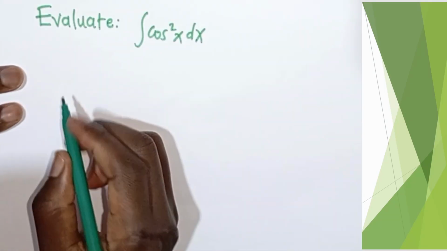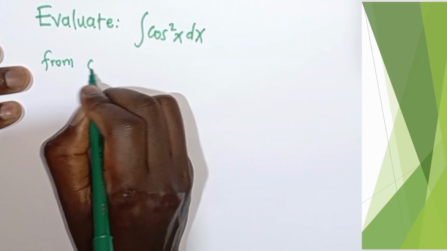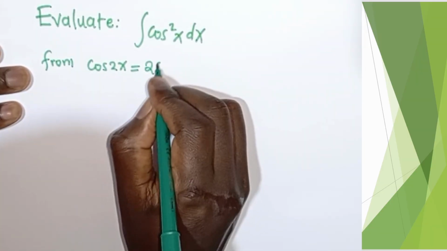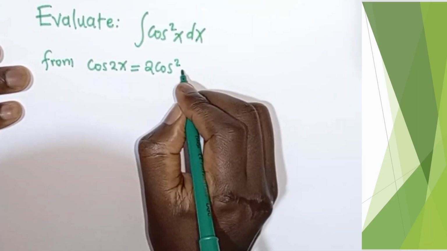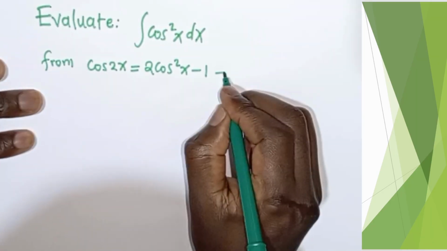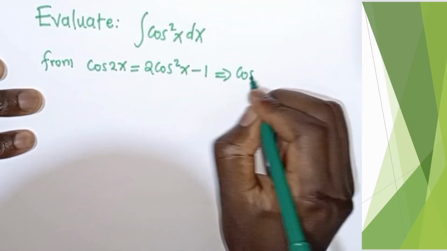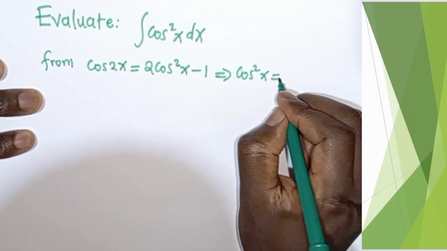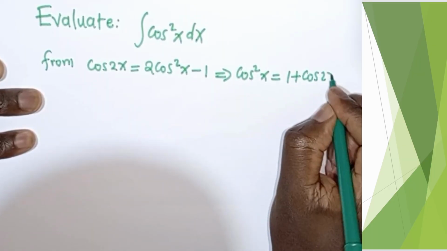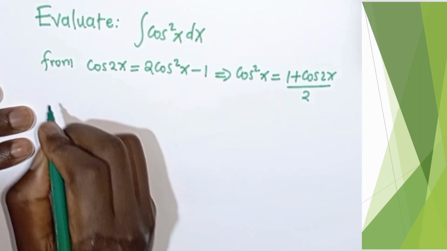To integrate cos squared x dx, we say from our identity, cos 2x equal to 2 cos squared x minus 1. So we make cos squared x the subject. So cos squared x will equal to (1 plus cos 2x) out of 2. So after making it the subject, you are going to substitute it back.